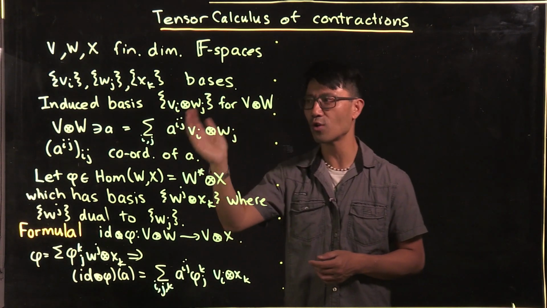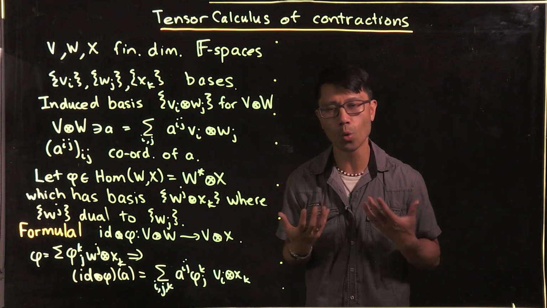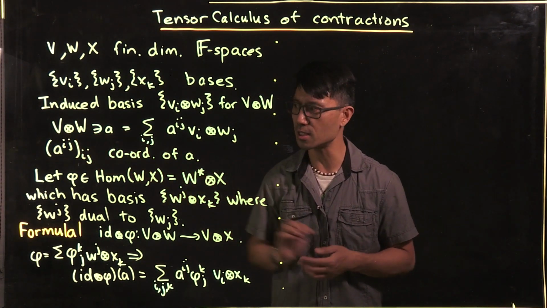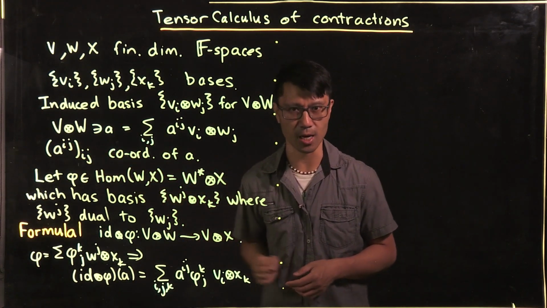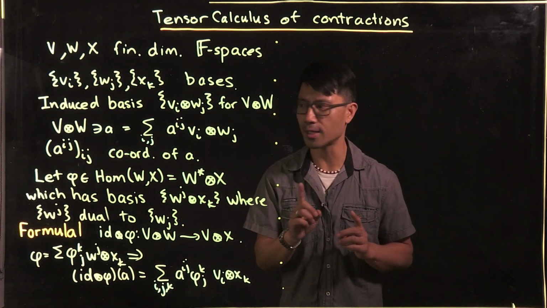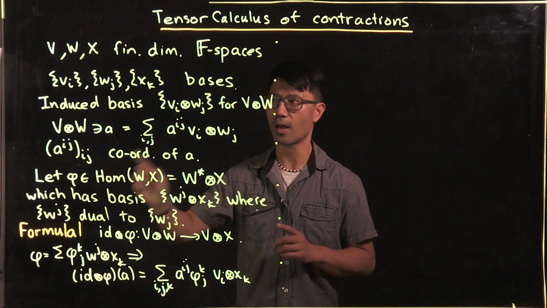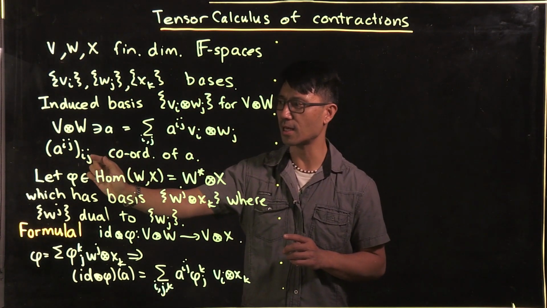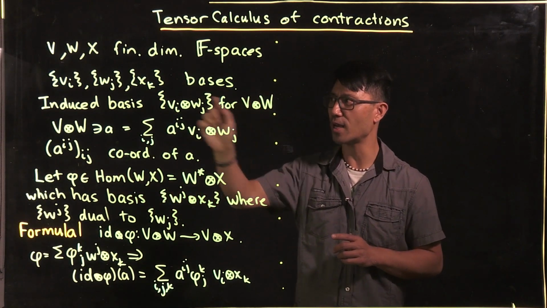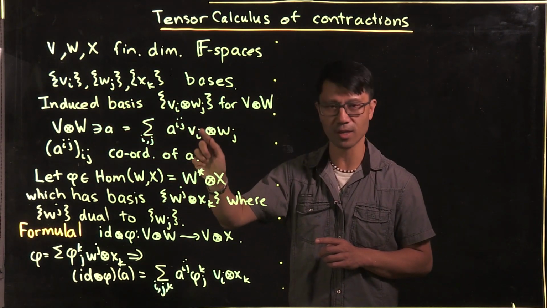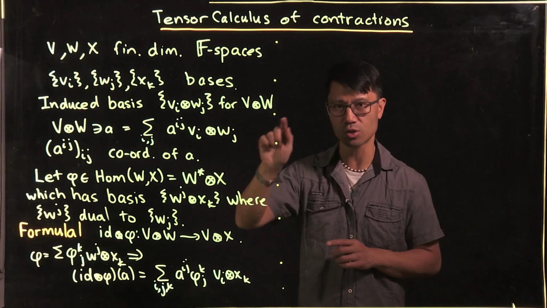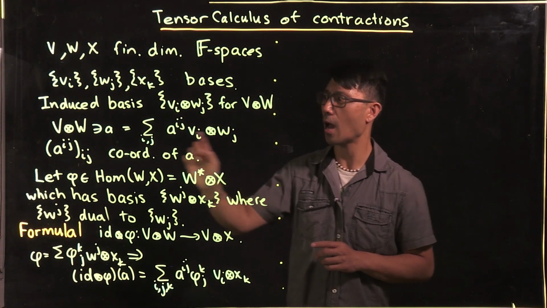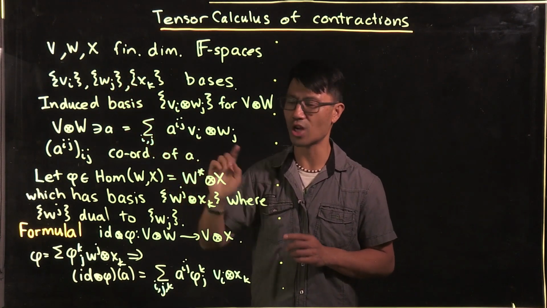As usual, the coefficients give you the coordinates. The coordinates of this tensor A inside V tensor W are A upper ij. Note that rather than having just one index, there are two indices, i and j, because this is a very special type of basis. The i index corresponds to V, giving you this v_i here, and the j index corresponds to the vector space W, this tensor factor here, because you have the w_j there.